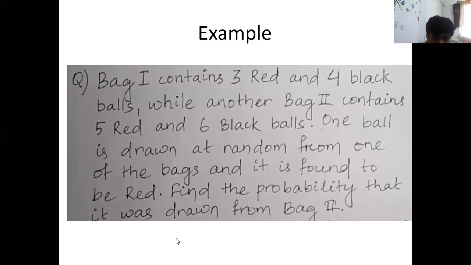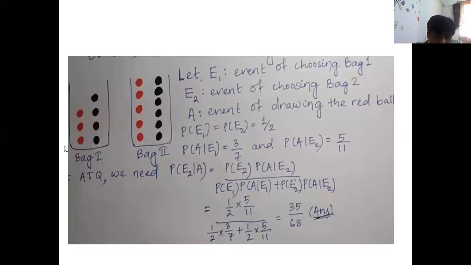Okay, so now the solution of this. Two bags: the first bag contains 3 red and 4 black balls, this is our bag 1. The second bag has 6 black and 5 red balls. Let E1 be the event of choosing a ball from bag 1, and E2 the event of choosing a ball from bag 2. We are choosing one ball randomly from either of the bags.